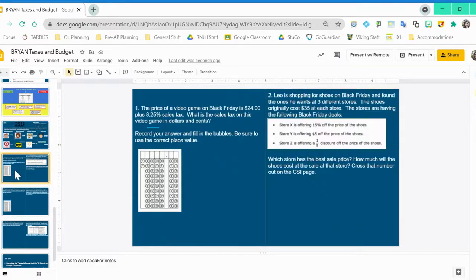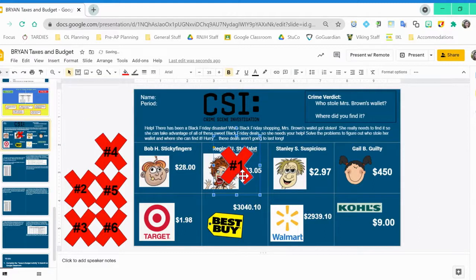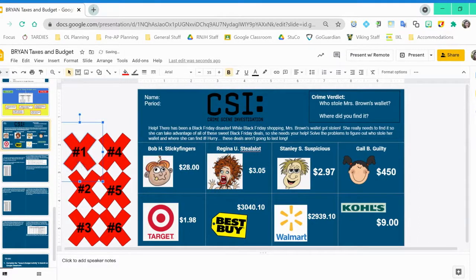So you're going to answer the problems on the following slides. You're going to use your paper to set up the problem and solve. And then each question, you will find the answer as one of these. If the answer to number 1, for example, is $3.05, then you'll drag the X for number 1 onto $3.05. So you're going to drag each of those, and that should leave one person and one place at the end, and that's going to be the guilty person and the store where it was found at.